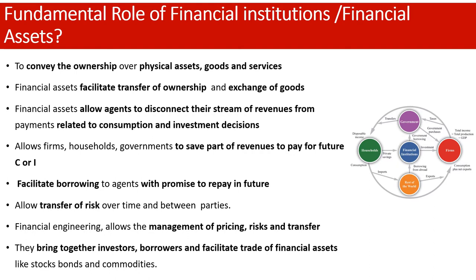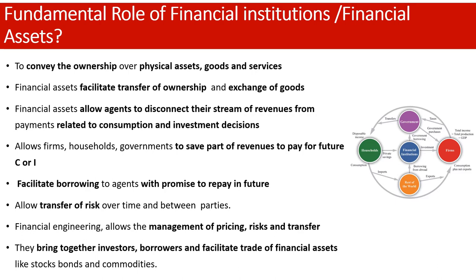What additionally they do is that they allow firms, businesses or households, as well as the governments, to save part of revenues to pay for future consumption or investment. Another key role which they play is in facilitating borrowing for the agents, be it a business entity or a consumer, but with the promise to repay in the future. Now, they also allow for the transfer of risk over time between the parties. We'll come across different instruments in which we'll get to know how risk mitigation or risk hedging works. Then financial engineering also allows the management of pricing, risks and the transfer of risks as well.